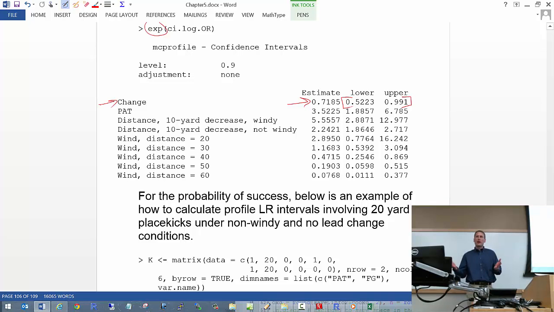So what does this say? Remember, change equal 1 corresponds to a lead change would occur if successful. Change equals 0 corresponds to a lead change would not occur. Remember, change is measuring pressure here. So what is this saying here? Do you think there is a pressure effect?